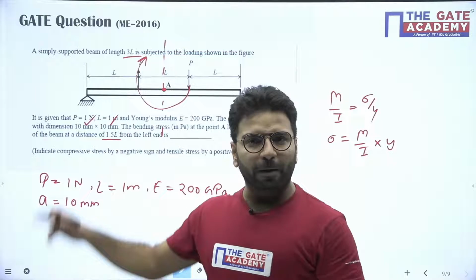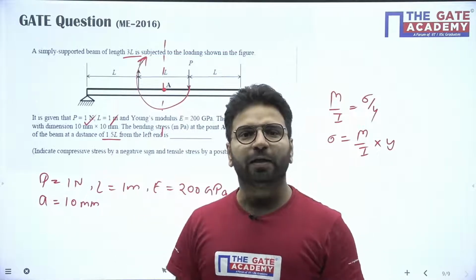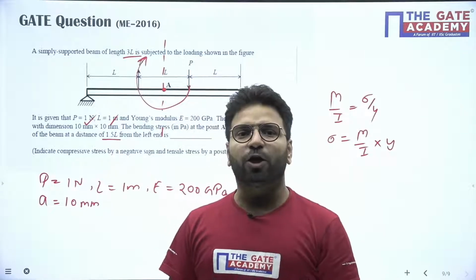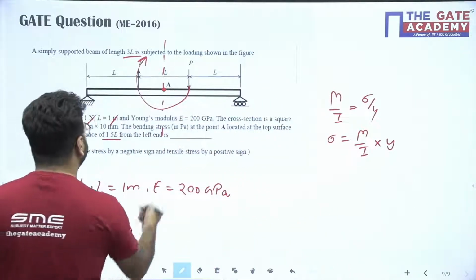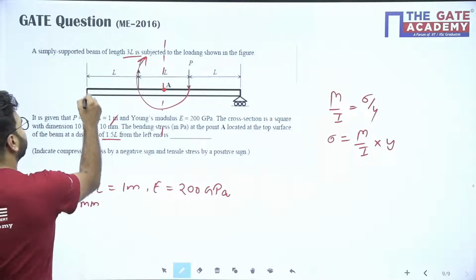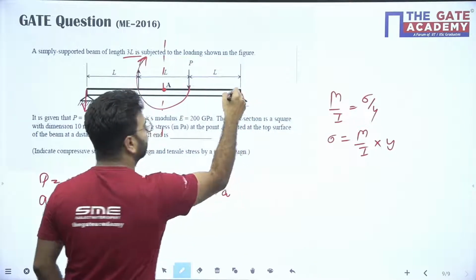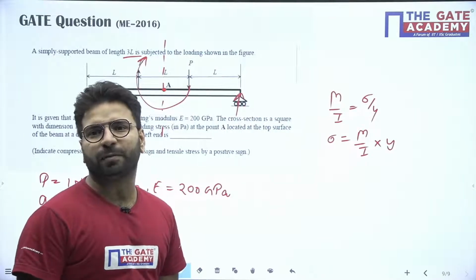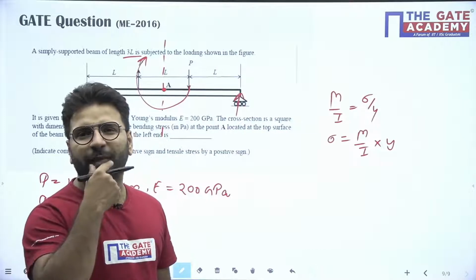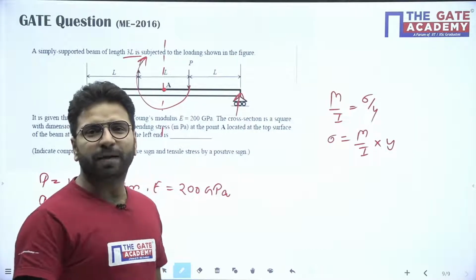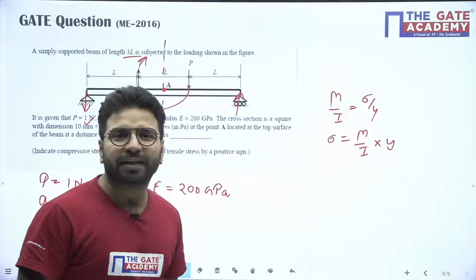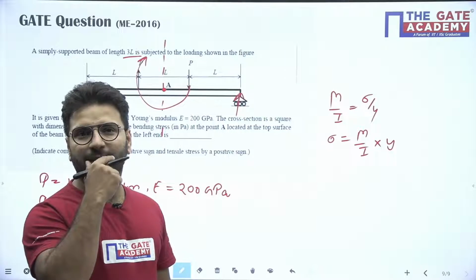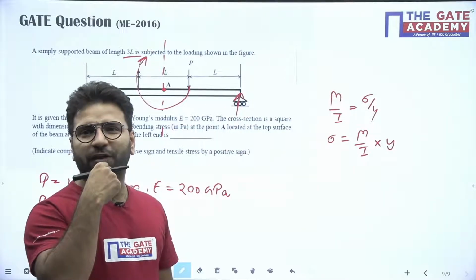If my forces are forming a clockwise couple, my reactions will form an anti-clockwise couple. Anti-clockwise means this reaction must be downward, this reaction must be upward. Yes or no? Now can you tell me what will be the reaction magnitude here? Anyone can tell?